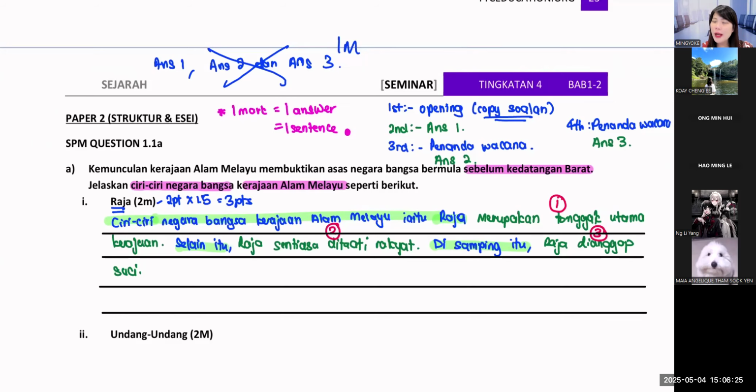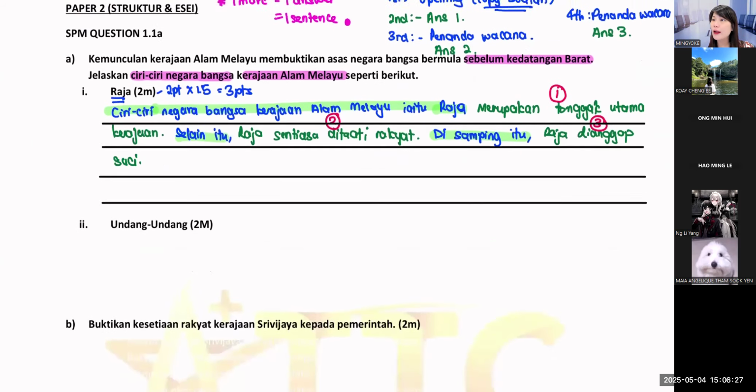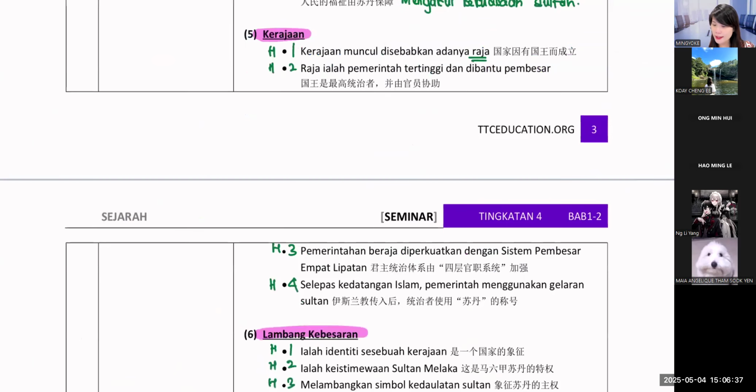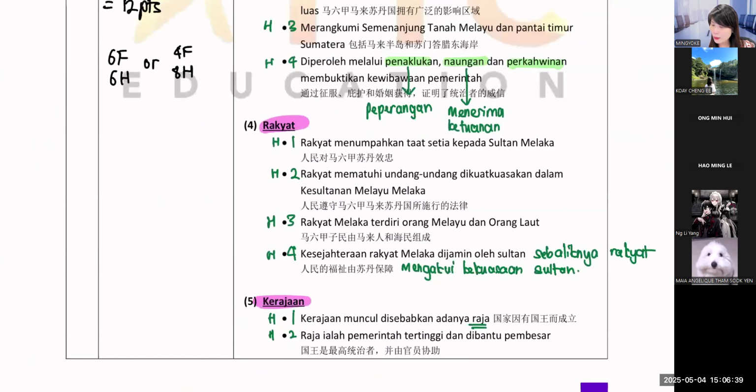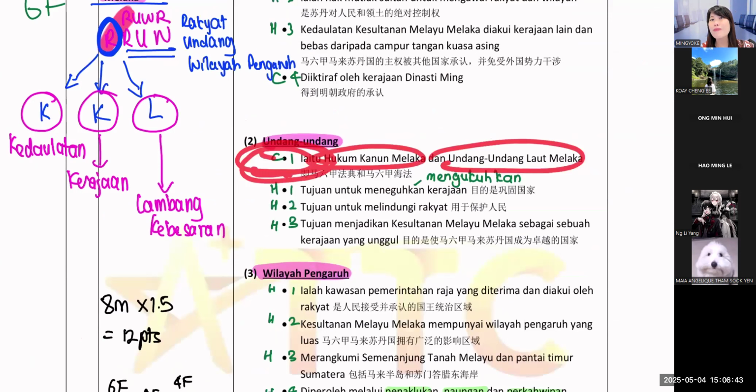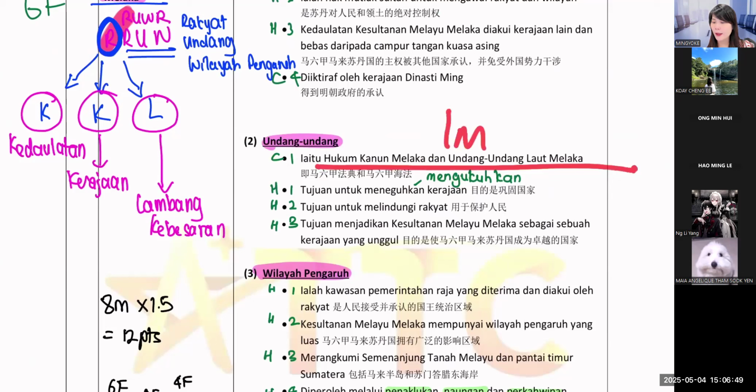Or for the undang-undang, can we straight put undang-undang Laut Melaka, hukum kanun Melaka? No, you see, I know what you mean already. This undang-undang, if you put, for example, from your notes, it says what? Undang-undang Laut Melaka, hukum kanun Melaka. Can you see I put it as 1 contoh, 1 mark? 2 is 1 mark, 1 also 1 mark.